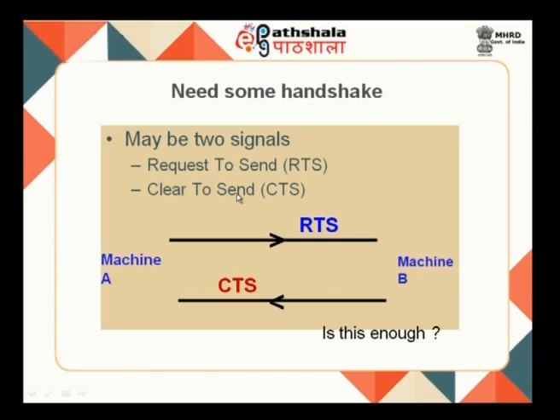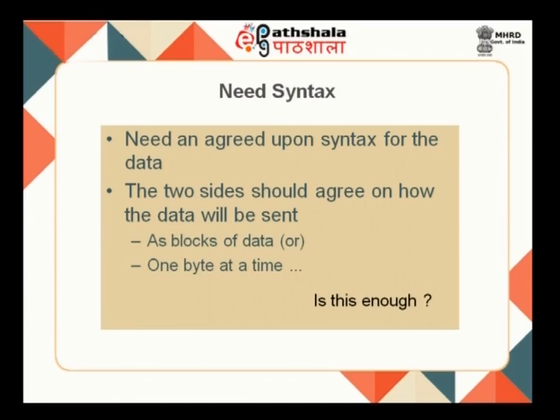Maybe something to say that I am transferring data, or that you can transfer data. So, some kind of a handshake is required between the 2 machines. You may have some signal, for instance a request to send signal, and machine B may say yes, you can send, a clear to send signal. So, we need some signals between the 2 machines to allow this data transfer to take place. Is this enough? Again, that is not enough. You will need some kind of an agreed upon syntax for the data. The 2 sides should agree on how the data will be sent: as blocks of data or 1 byte at a time. So, we need to agree on some of these aspects.